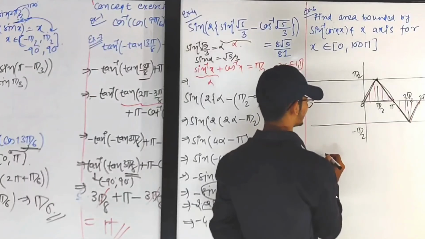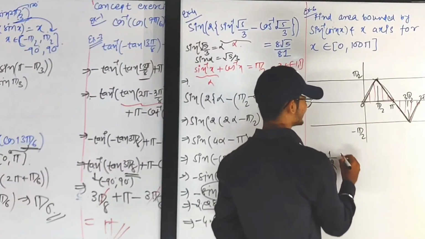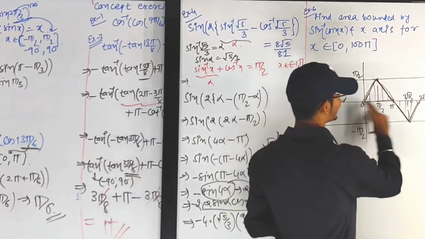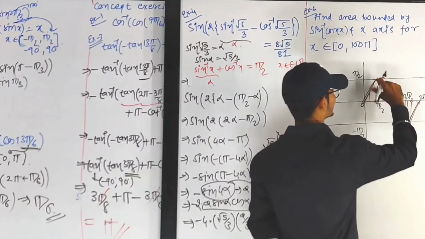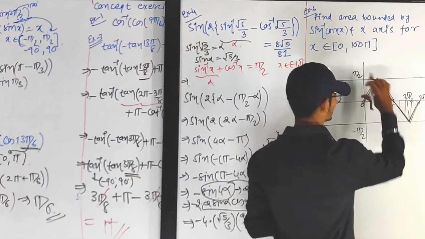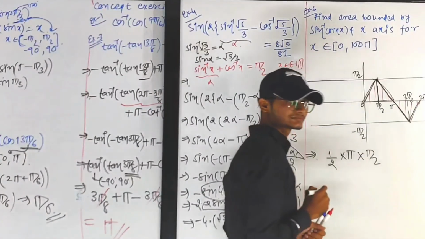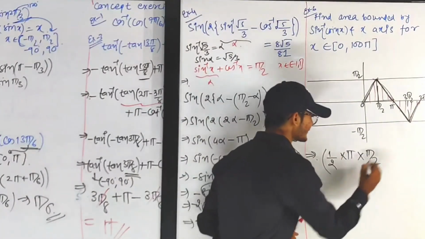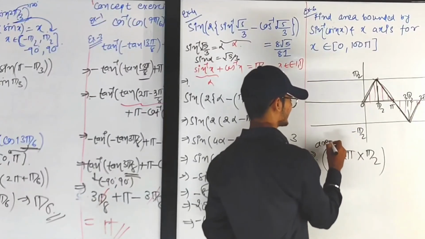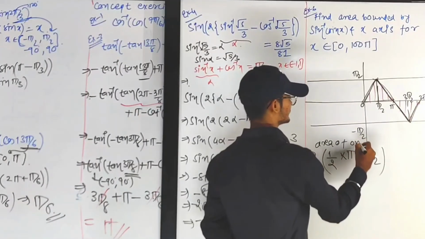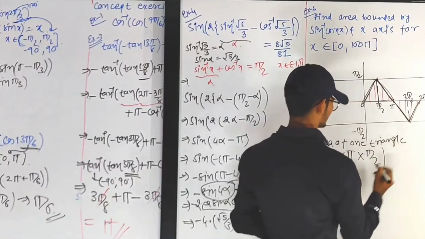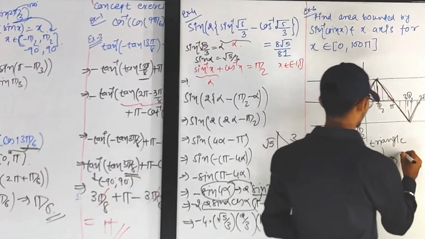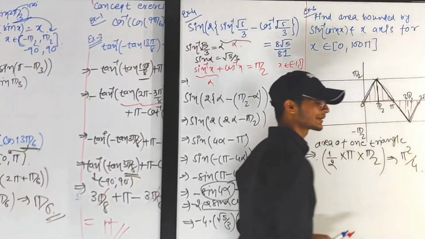So what is the area of this one triangle? Half into base into height. What is the length of the base? Pi. What is the height? Height is pi by 2. So that is the area of one triangle: pi square by 4.